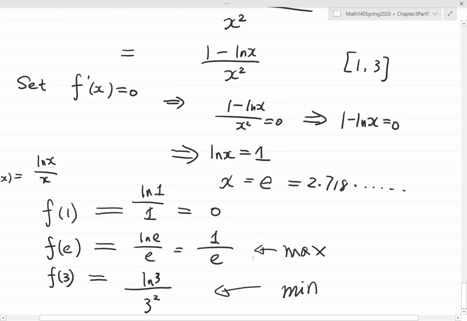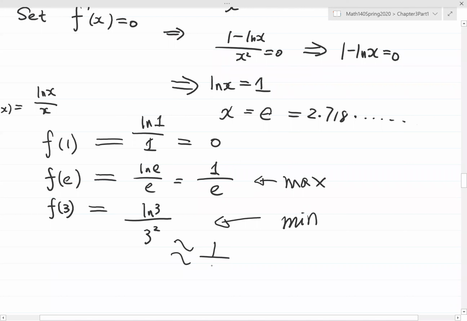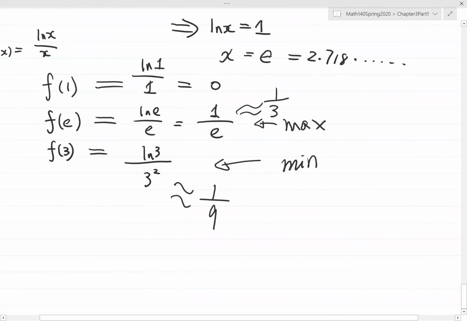Remember e is 2.7, which is really close to 3. So log 3 is close to 1. So this is around 1 over 3 squared, which is 1 over 9, and this is around 1 over 3. So you see 1 over e is bigger. Of course, you can use a calculator.